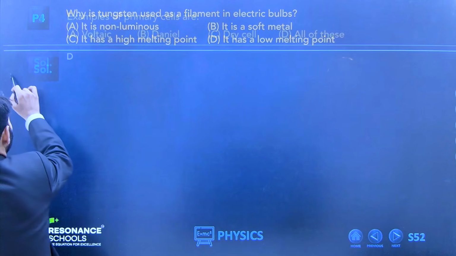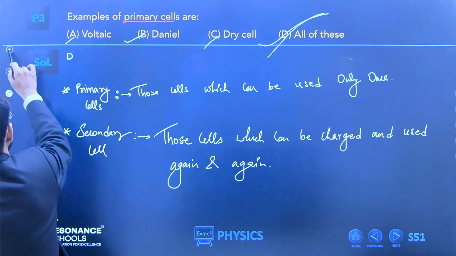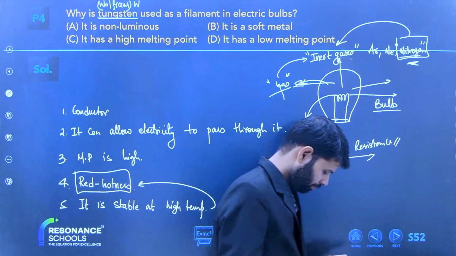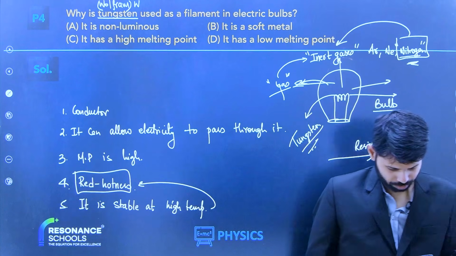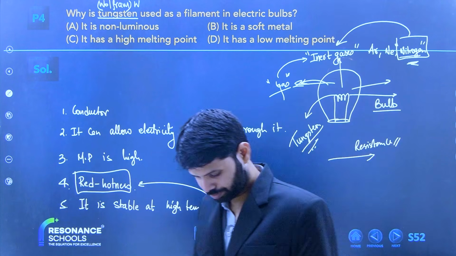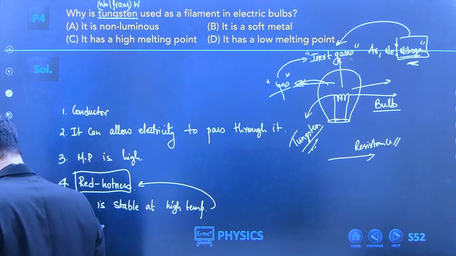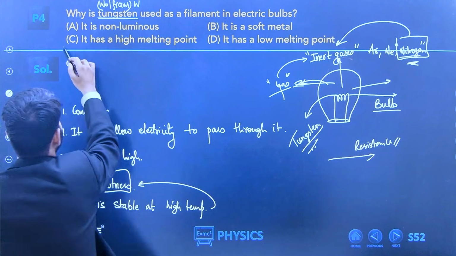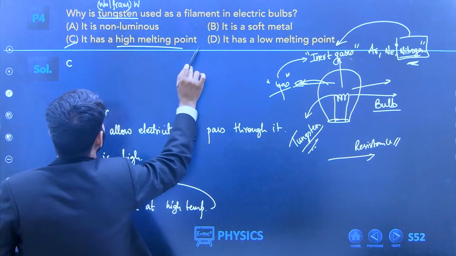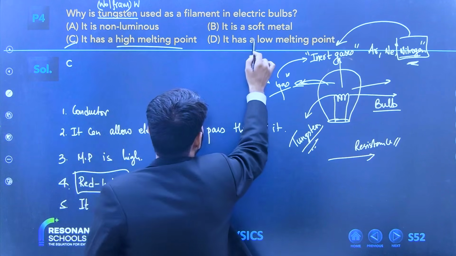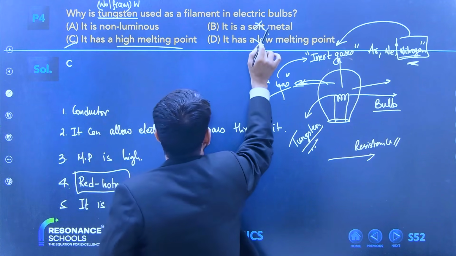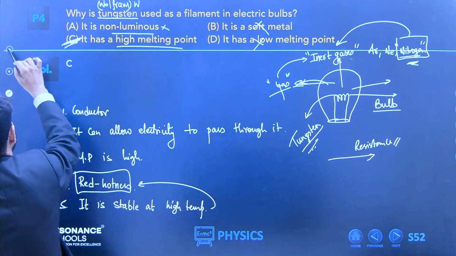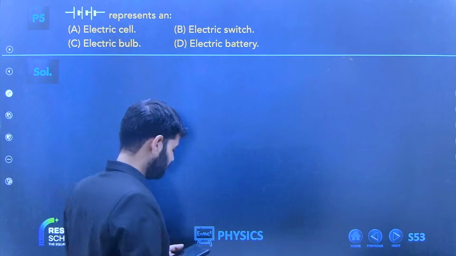What is the answer to the third question? All of these. Okay, can I move to the next question? I can see your messages. Next question. So the answer will be C, high melting point. Low melting point is wrong. Soft metal, no. It is not a soft metal. Non-luminous, no. Option C. Okay, tell me the answer to this question.